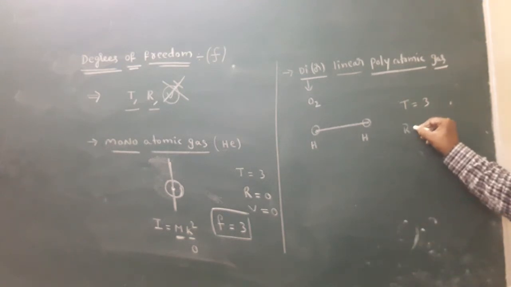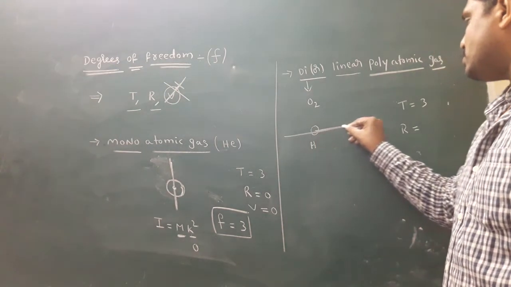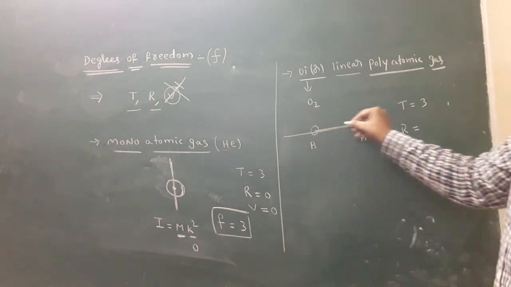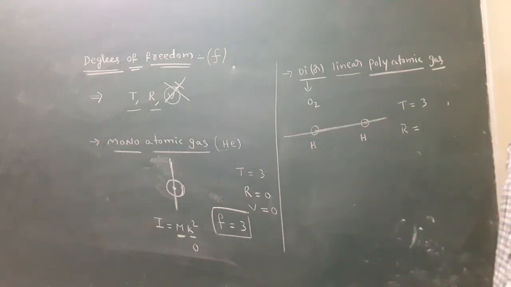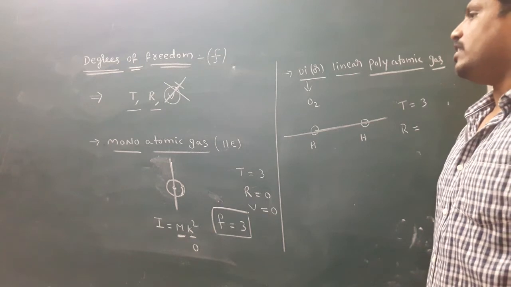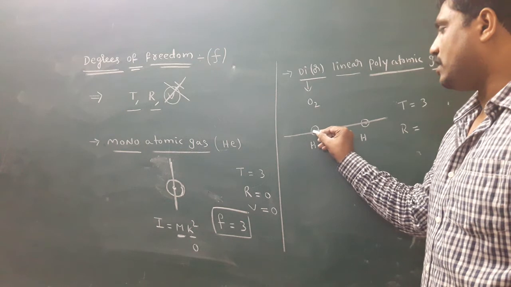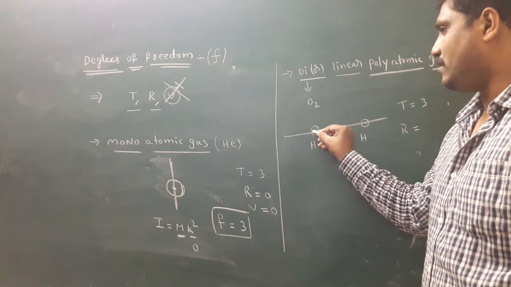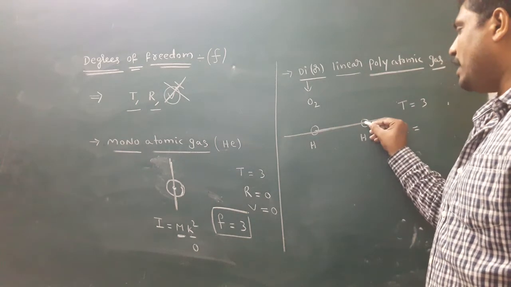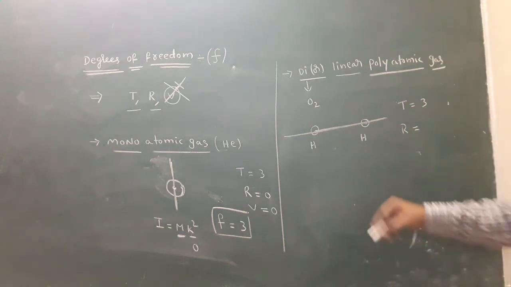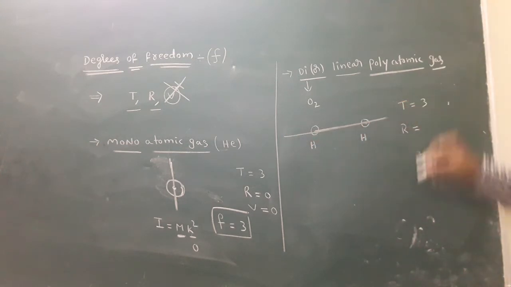How many rotatory motions? Rotatory motion means, this is one axis. Along this axis, I equals I1 plus I2. For this particle, mk square, the center of mass and axis coincide. That's why I1 is 0, I2 is 0, I is 0. Simply, along this axis there is no rotatory motion.